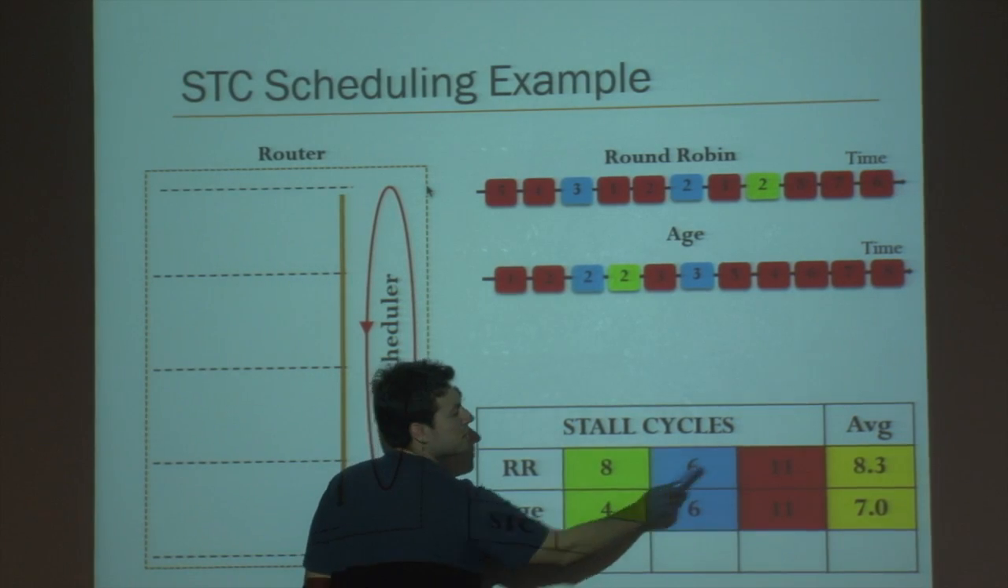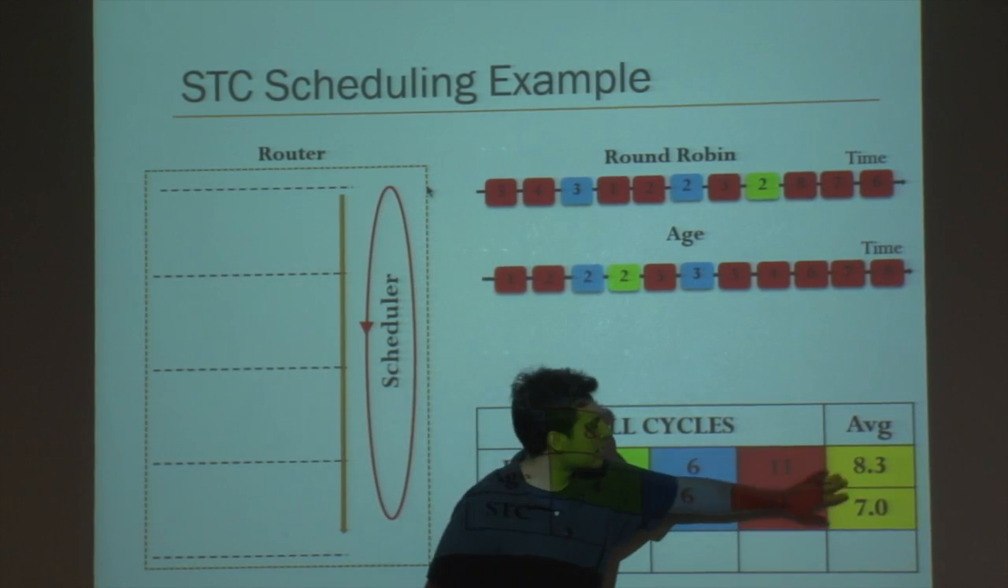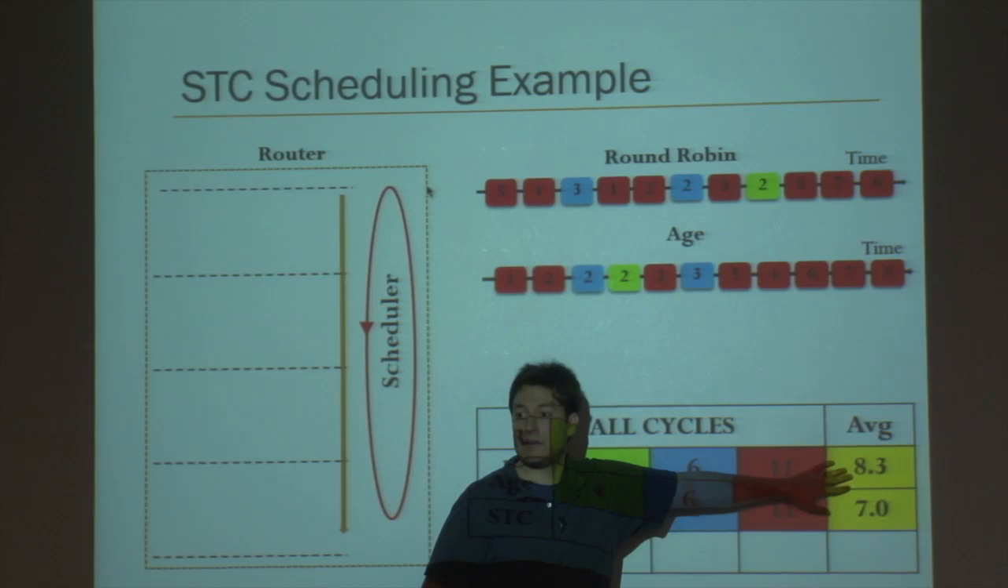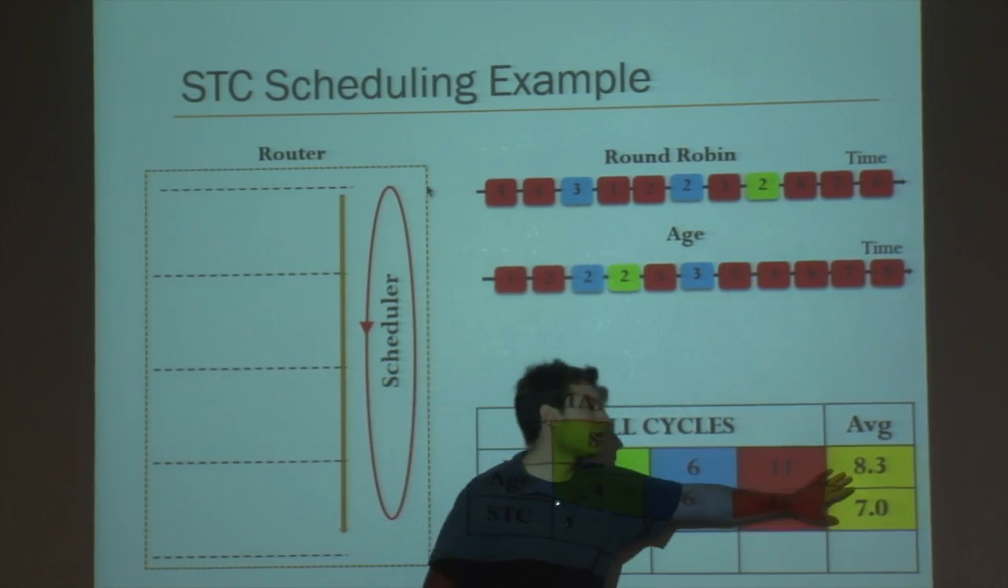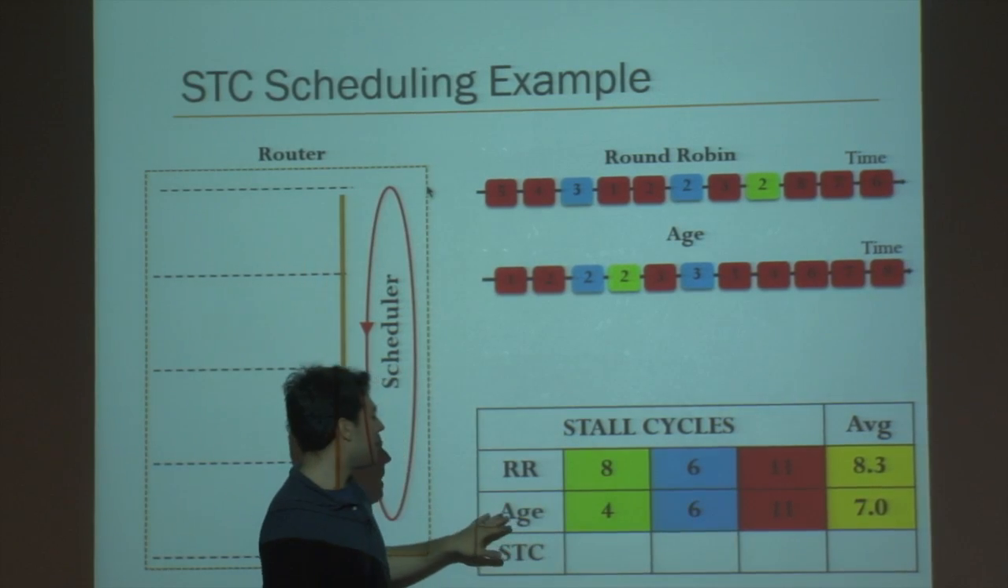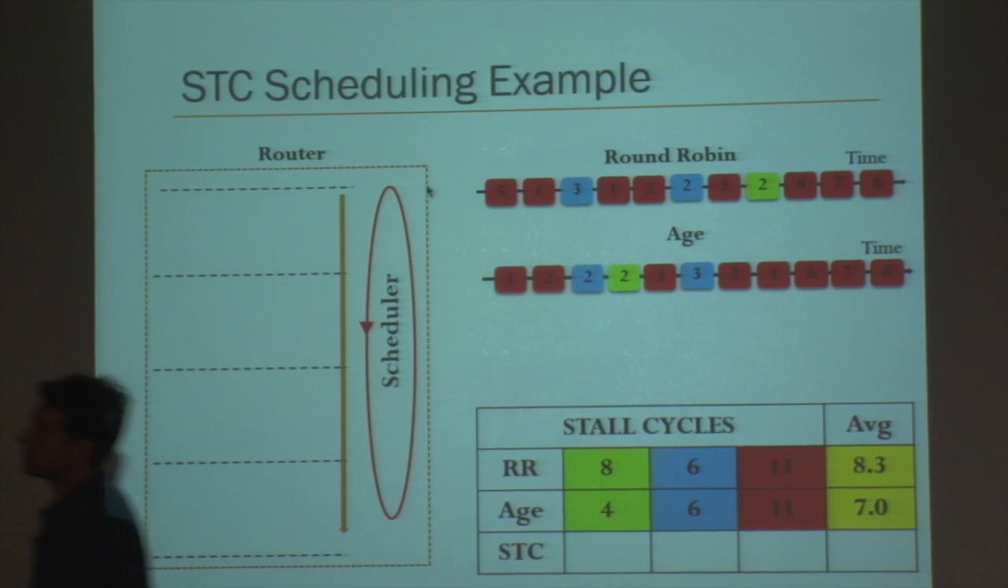So up to this point, each color here indicates the stall cycles that each application has experienced. And what we care about here is the average number of stall cycles. We're trying to reduce this to increase the performance. So with round robin, you have 8.3 stall cycles on average. With the age-based scheme, you have 7 average stall cycles.